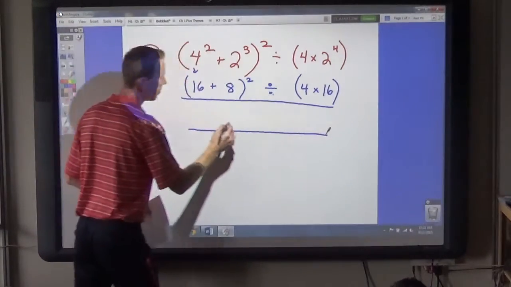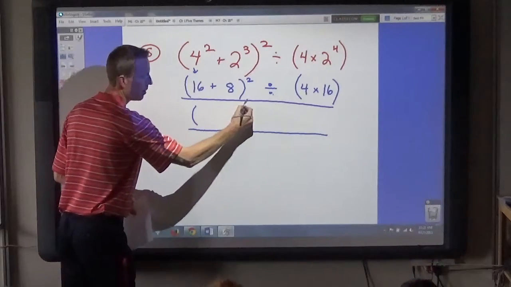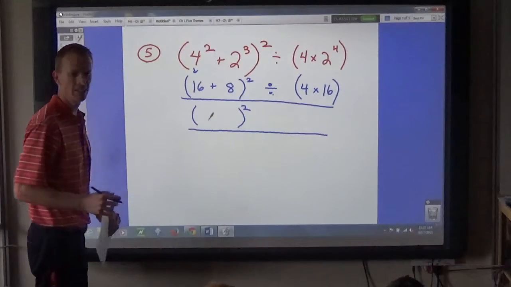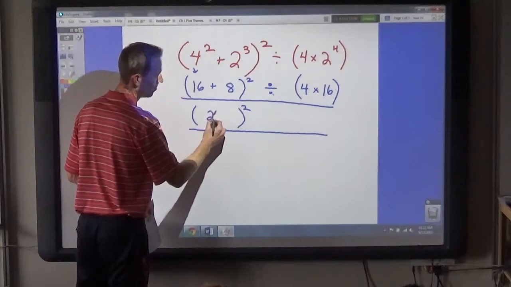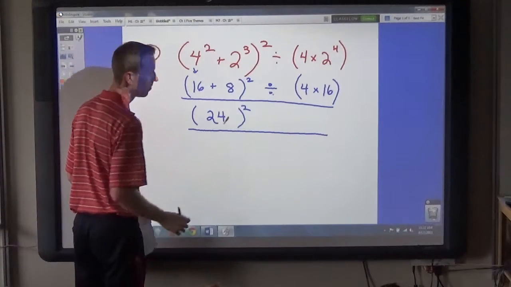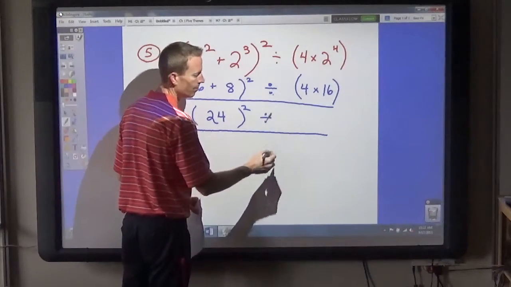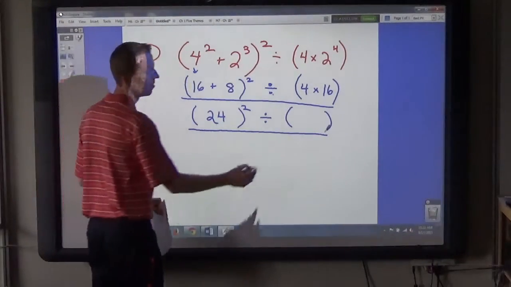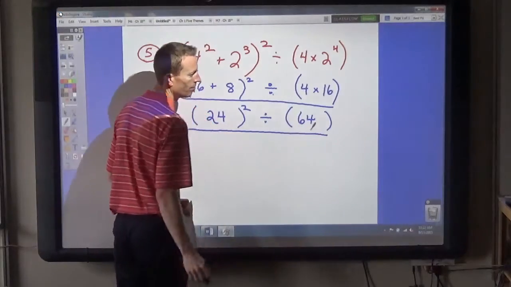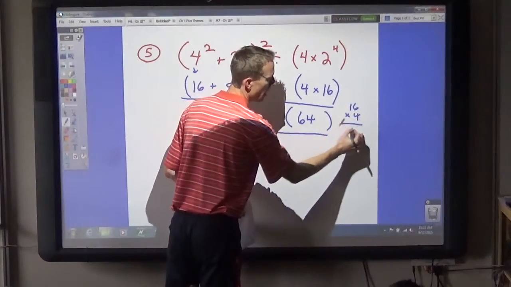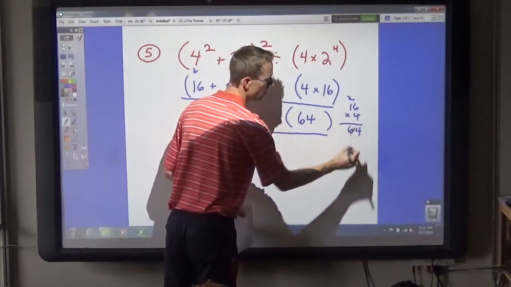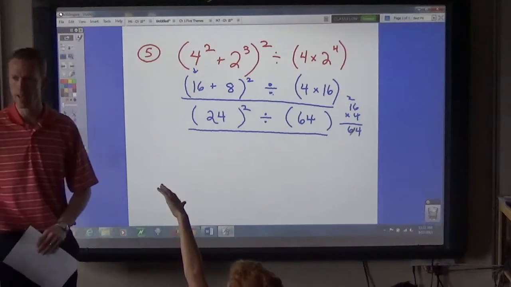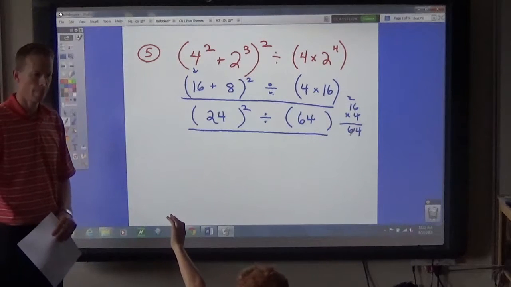So on this line, we again have to keep the parentheses because we're going to need to square this number inside the parentheses. What's 16 plus 8? 24. Divided by, and we can simplify this in parentheses. You might have to do the math. Okay? Do that on the side if you're doing that calculation. Ethan?